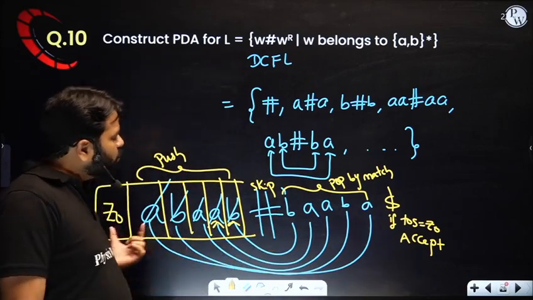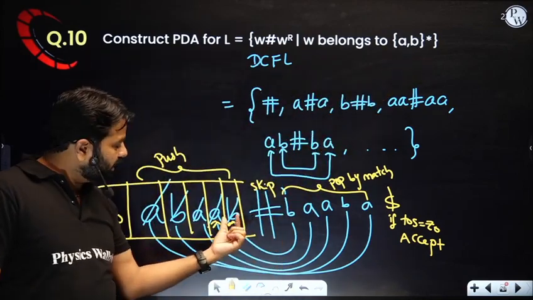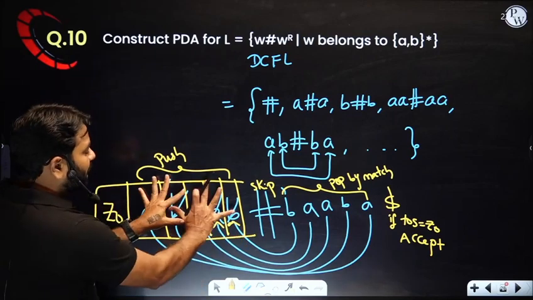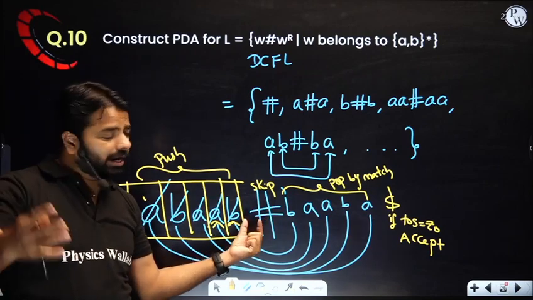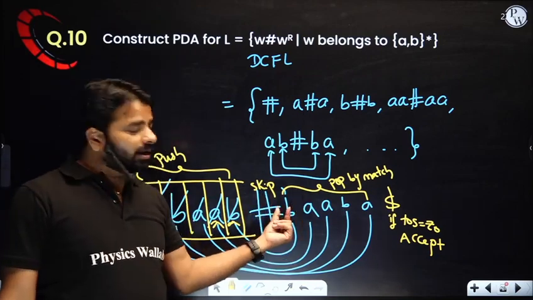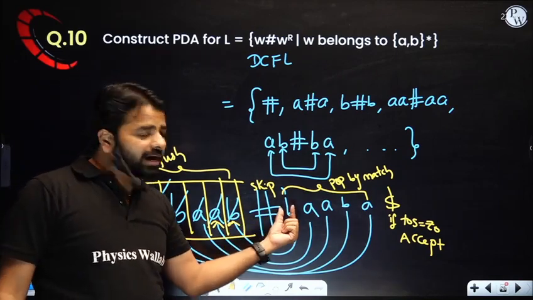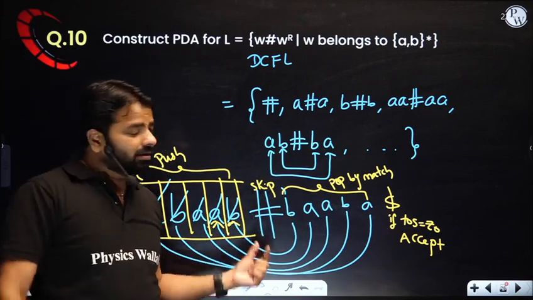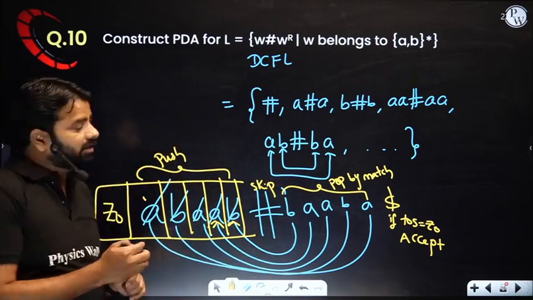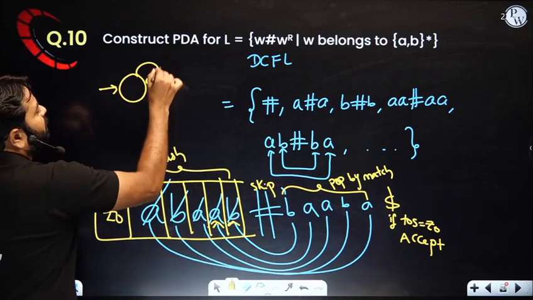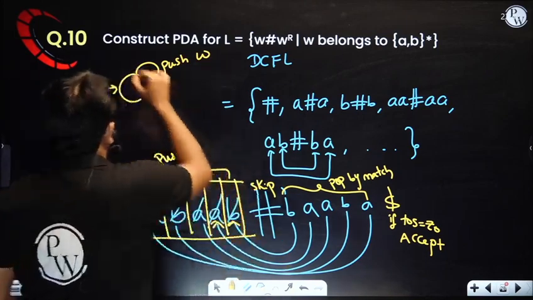When the hash comes, what should be there? See, W is anything, including epsilon. When the hash comes, the top of the stack may be B, maybe A, or nobody might be there, only Z naught might be there. So hash comma Z naught, hash comma B, hash comma A, you need to change the state. But from here onwards, if B comes, B should be there. That means B comma B slash epsilon, pop. If A comes, A comma A slash epsilon. All these things you can do in one state. So just ensure it like this. Here, how to push W, I'm not saying, I already told you it is homework, right?